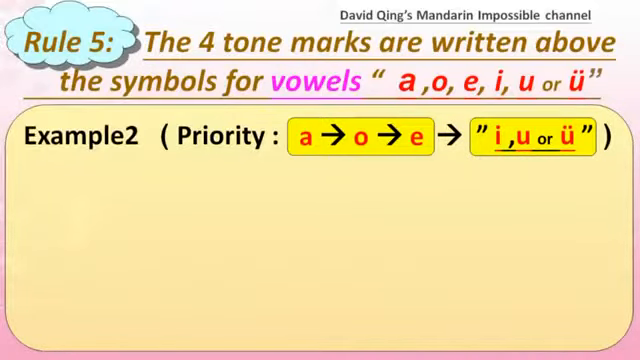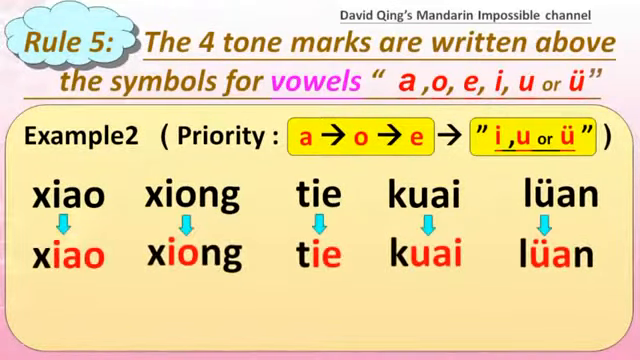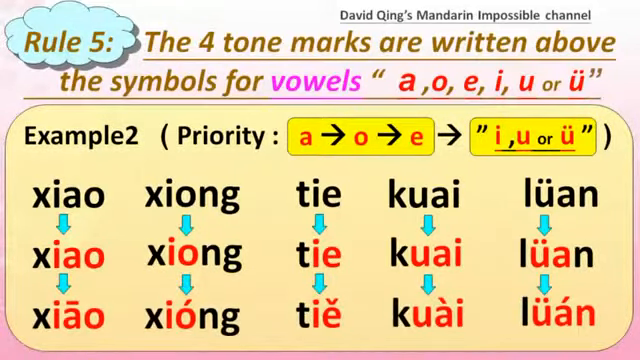For example, on this screen, the combinations representing each sound contain more than 1 symbol from a, o, e, i, u, and yu. According to the tone mark priority sequence, each sound will be marked as you see on the screen.